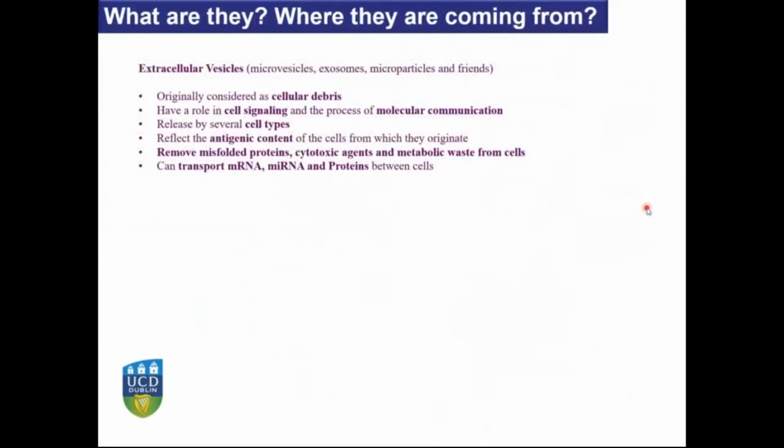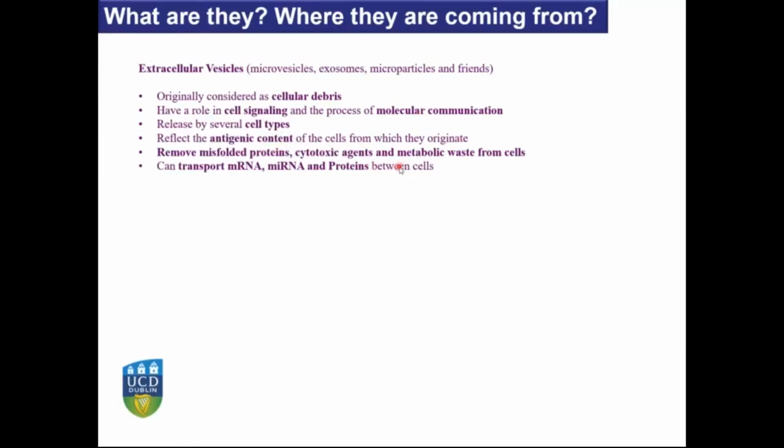Extracellular vesicles, for those who haven't heard too much about EVs, were originally considered cellular debris, but it has been found that they have a good role in cell signaling, especially for molecular communication. These EVs are released by different cell types, from bacteria and yeast to lymphocytes. They reflect antigenic content from the cells that they are coming from.